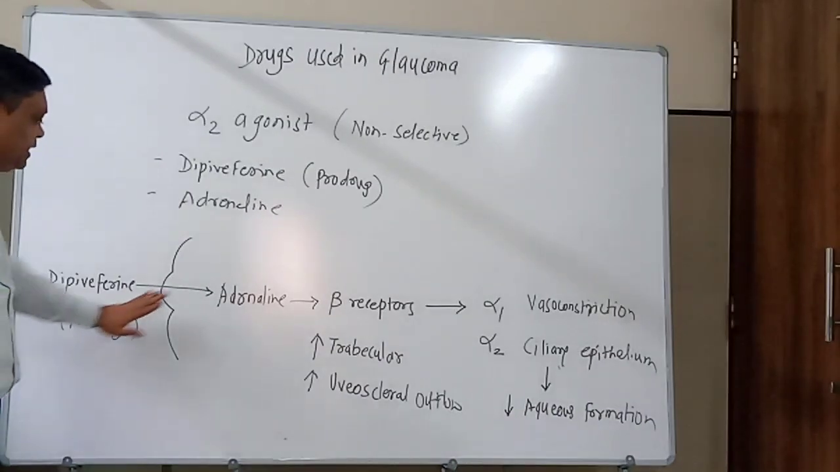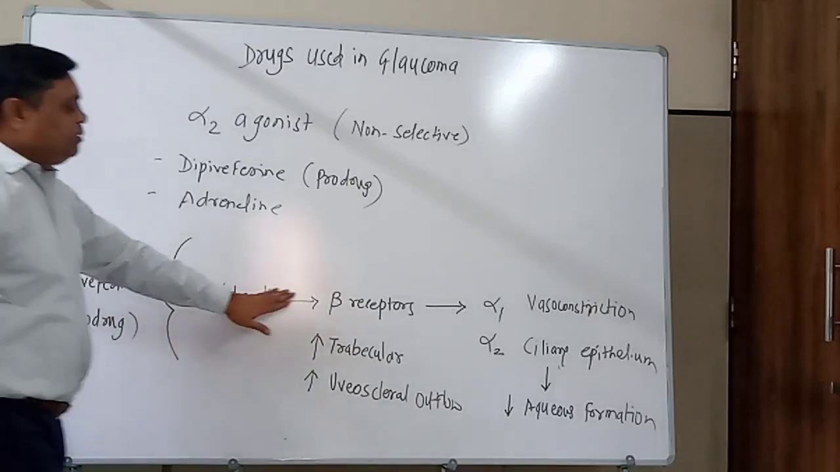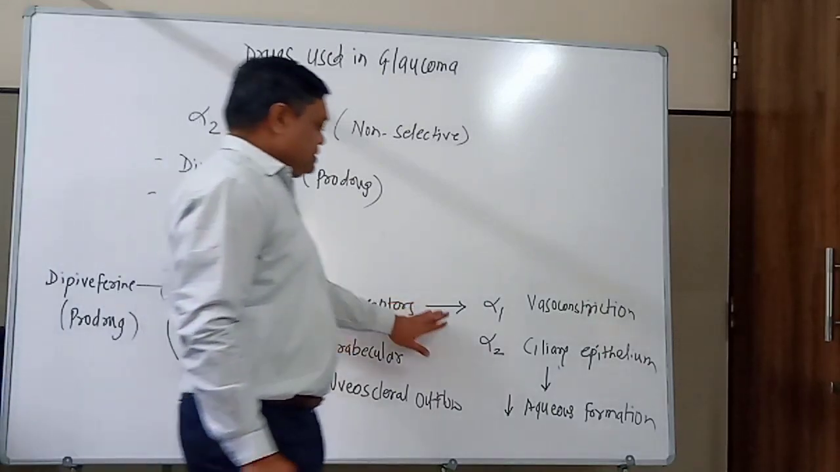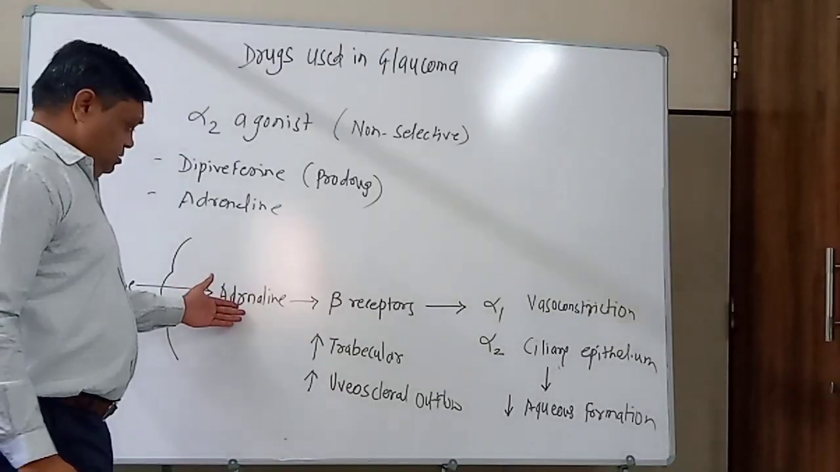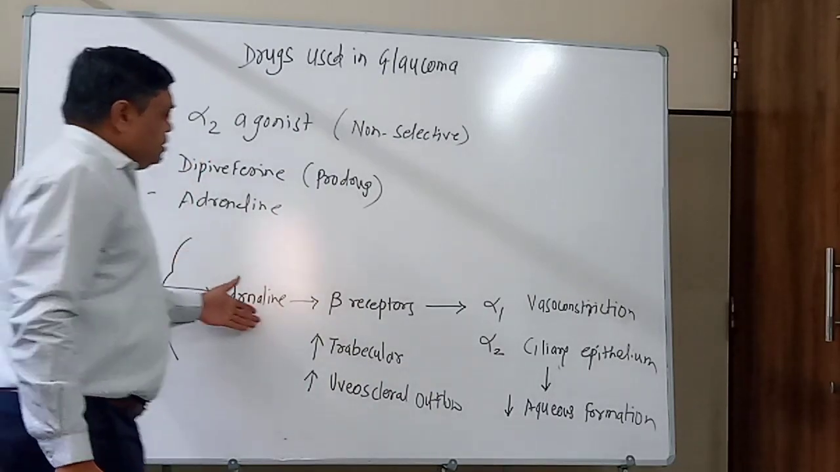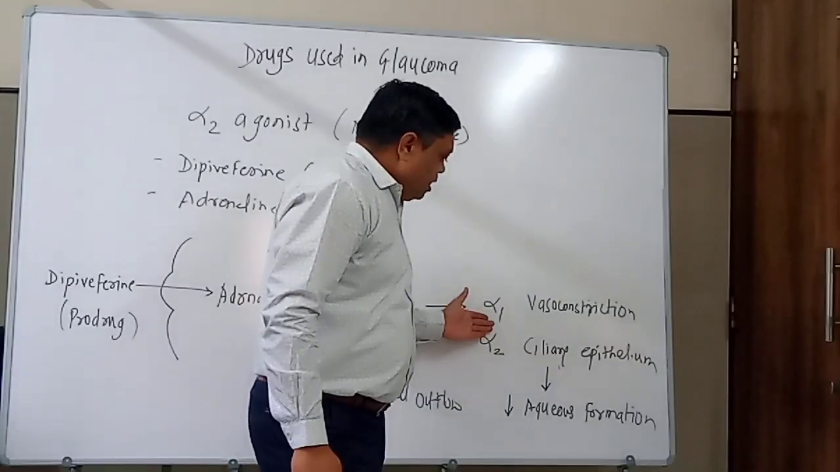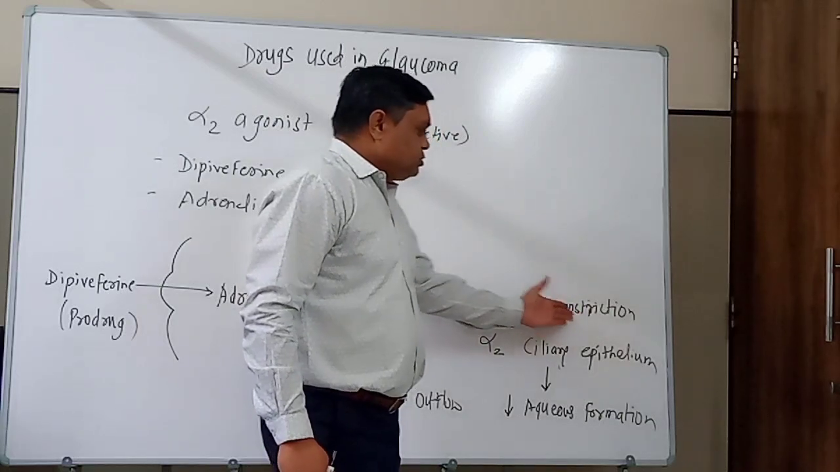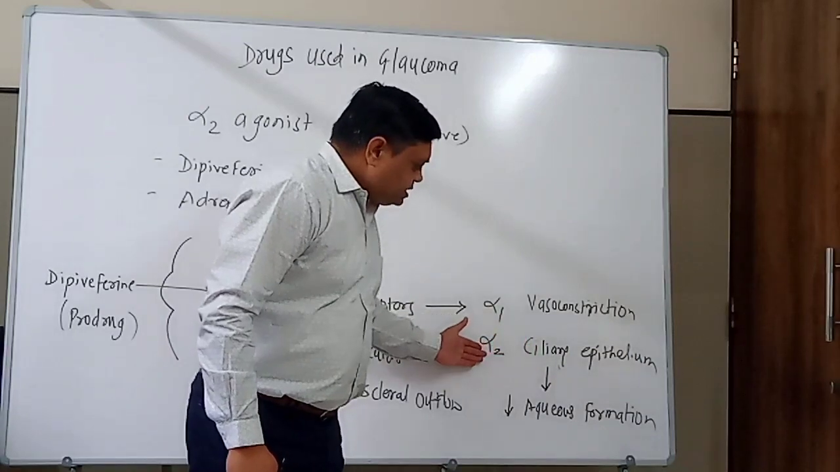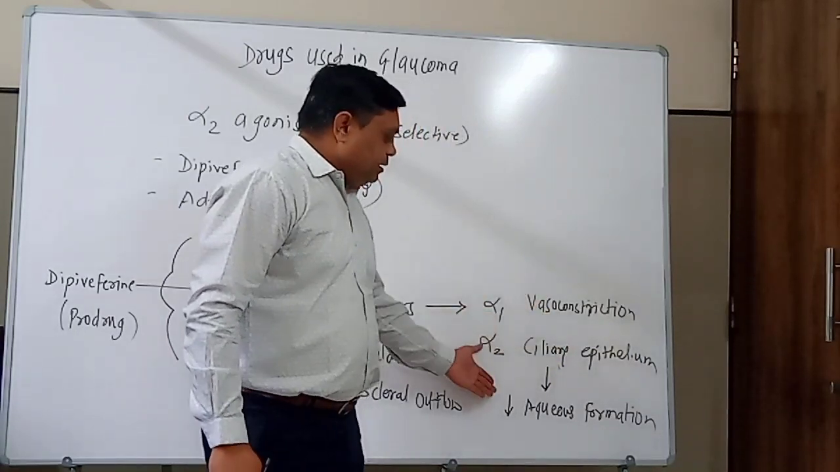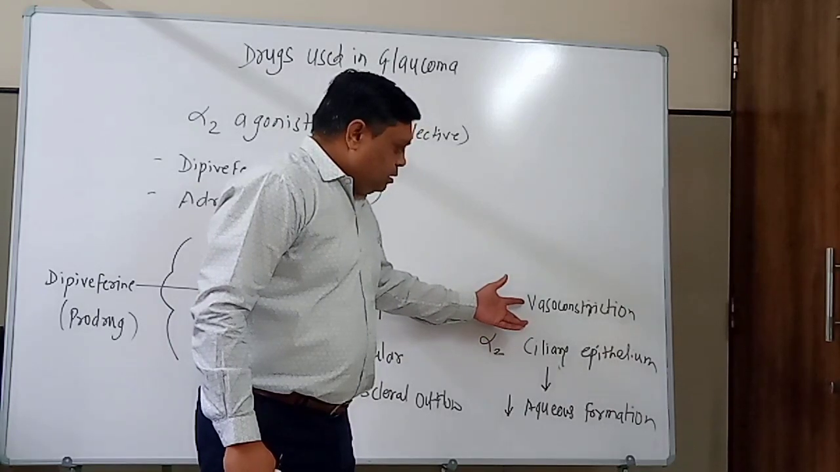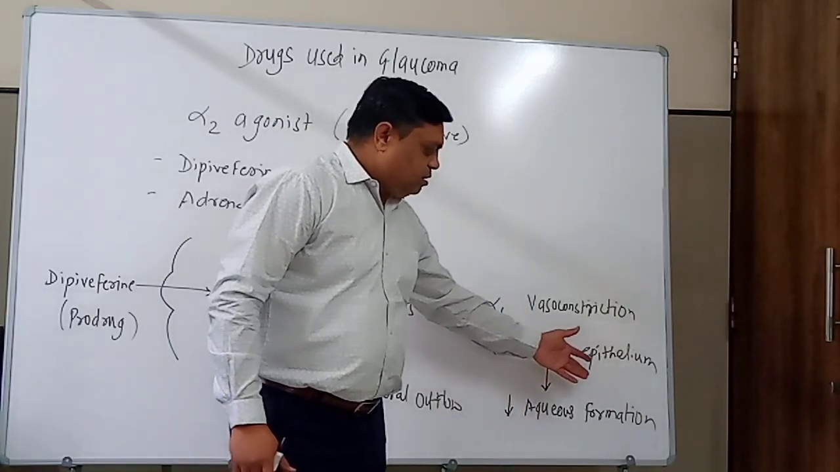Dipivefrine prodrug is converted into adrenaline. Adrenaline acts on the beta receptor to increase trabecular and uveoscleral outflow. And this adrenaline is a non-selective alpha 2 agonist, so it also acts on alpha 1, causing blood vessel vasoconstriction, and on the alpha 2 receptor of the ciliary epithelium. These two actions decrease aqueous formation.